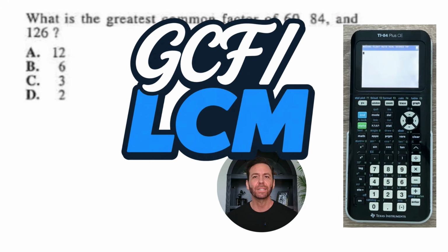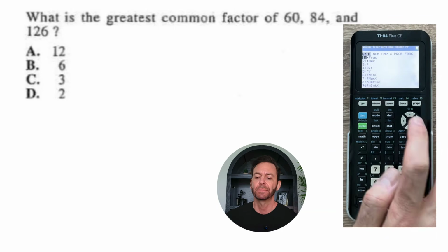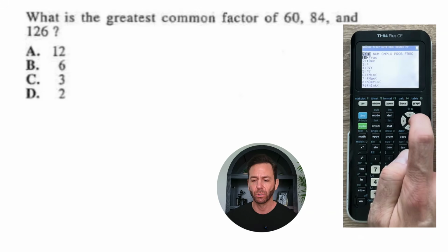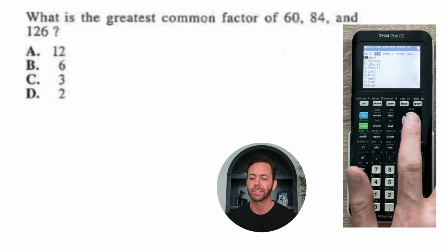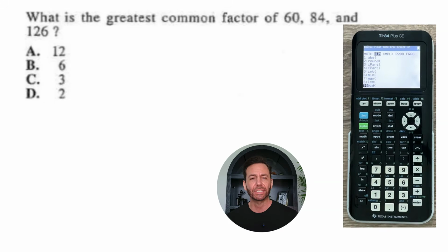A lot of students don't realize that the graphing calculator has a feature that will find greatest common factors and least common multiples for you. So let me show you where it is. It's in the math section, and most of the things are in this first column. But if I go over one column to the number column and scroll down a little bit, I'll see that there's LCM and GCD. And what GCD stands for is greatest common divisor, even though we often call it the greatest common factor.